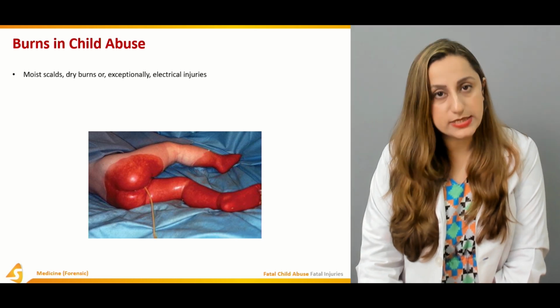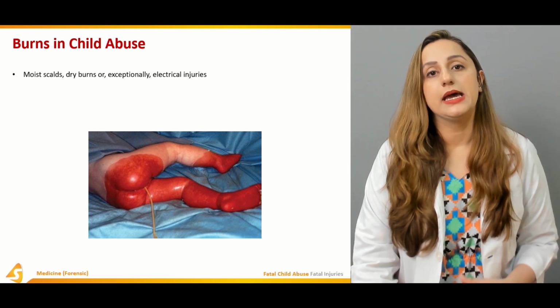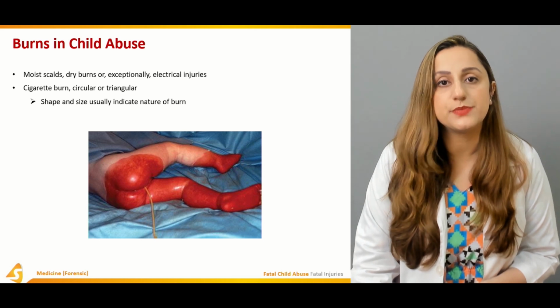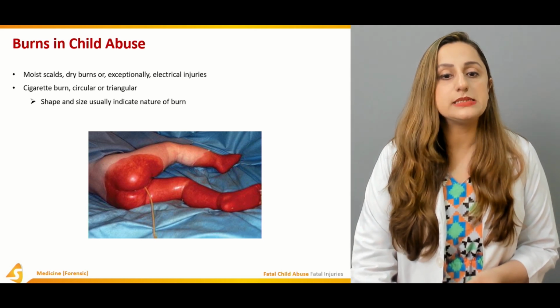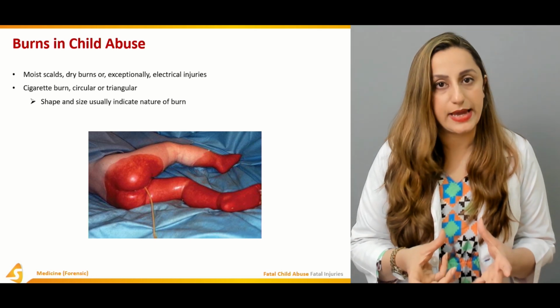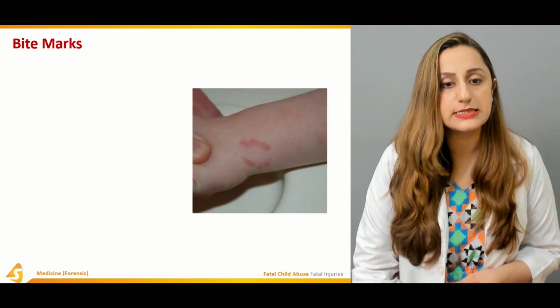We can have moist burns, and dry burns can be found in a lot of cases. Exceptionally, electrical injuries can even be found in child abuse cases. Cigarette burns are quite circular in shape, and they are sometimes triangular. Shape and size usually indicate the nature of the burn in these cases.